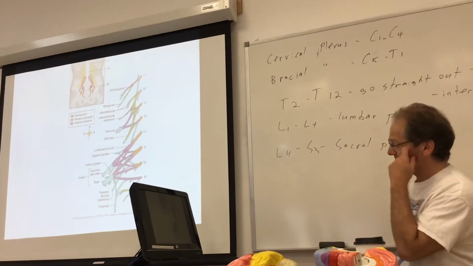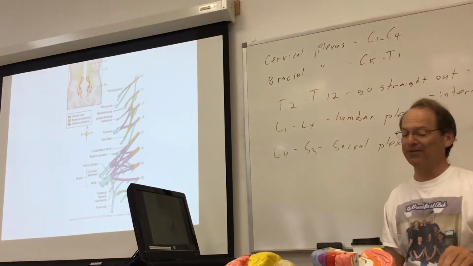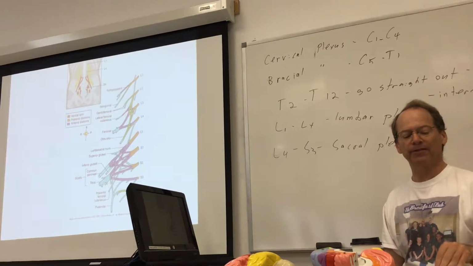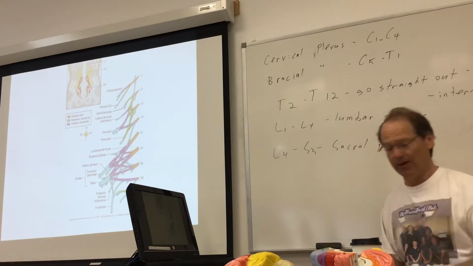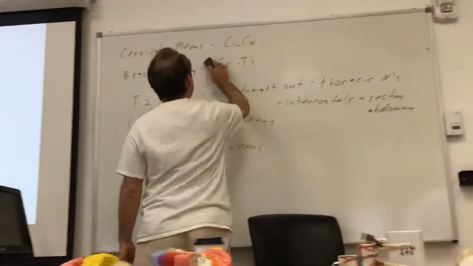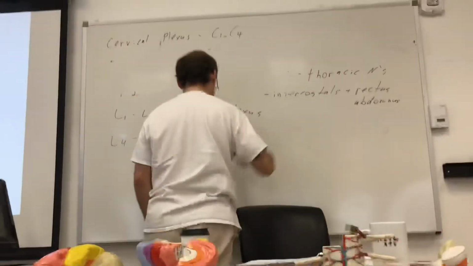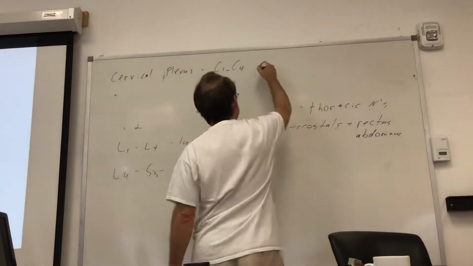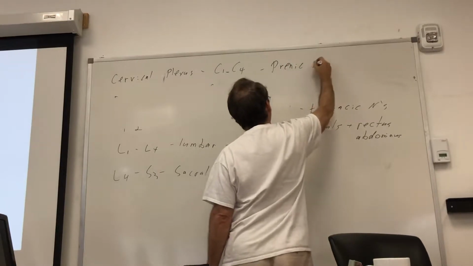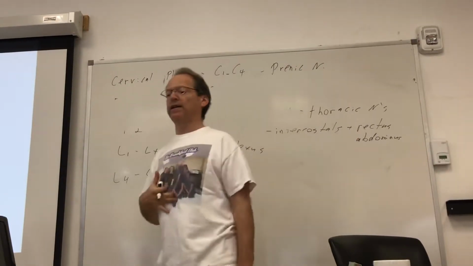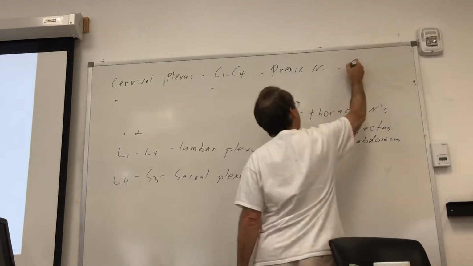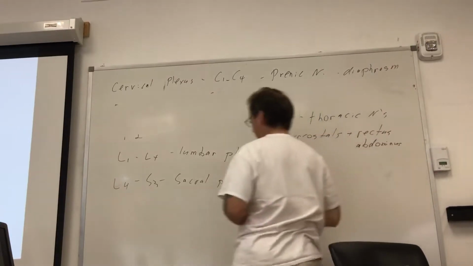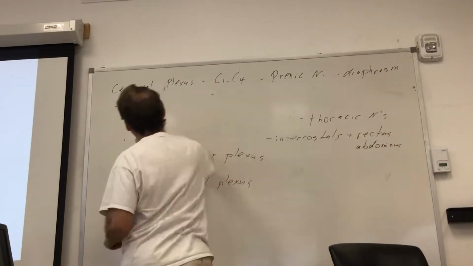So that's the plexus system, and then we got to know all the nerves that come out of these things, but some of them are more important than others. The cervical plexus is pretty easy. There's only one nerve you need to know, the phrenic nerve. So the cervical plexus, the terminal nerve that emerges from the cervical plexus is the phrenic nerve. And the phrenic nerve innervates the diaphragm.